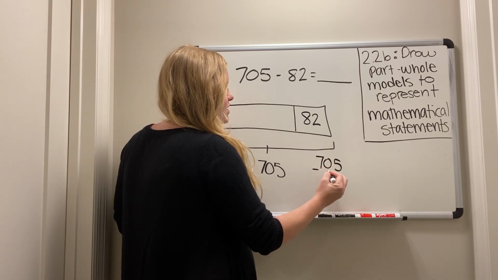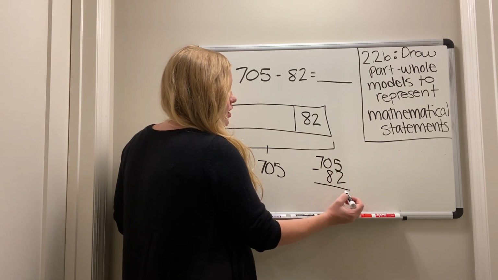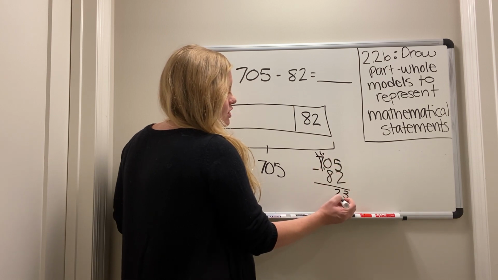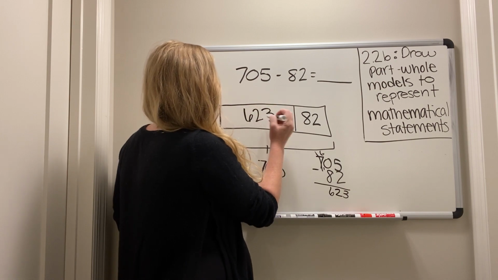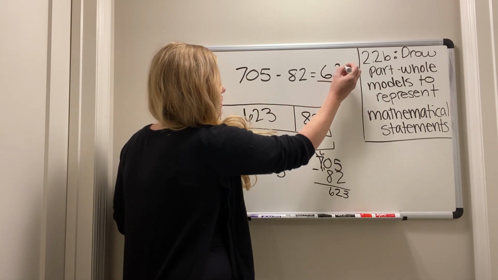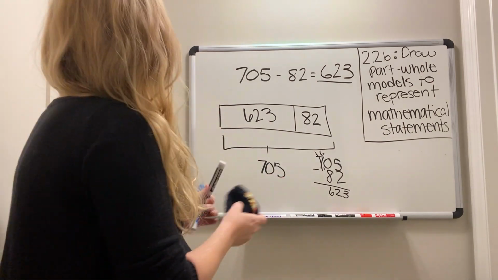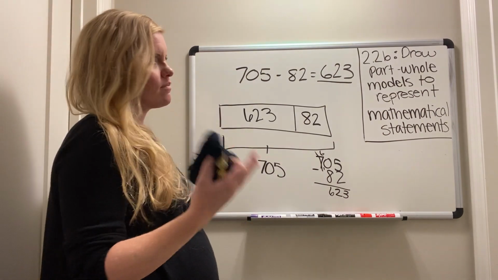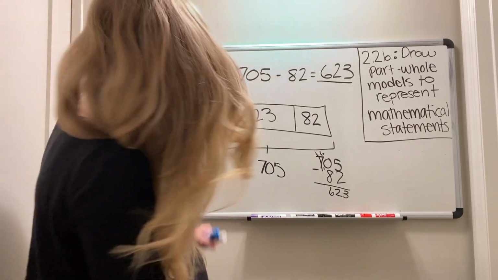705 minus 82. 5 minus 2 is 3. 100 minus 80 is 20. We drop the 600. 623 is our answer. Okay, so that's just another example of how you would do a subtraction sentence using a part whole model.